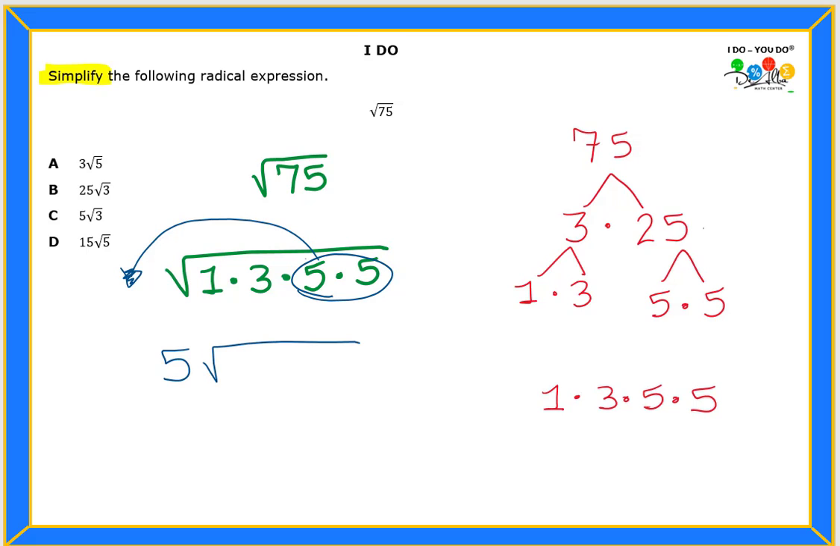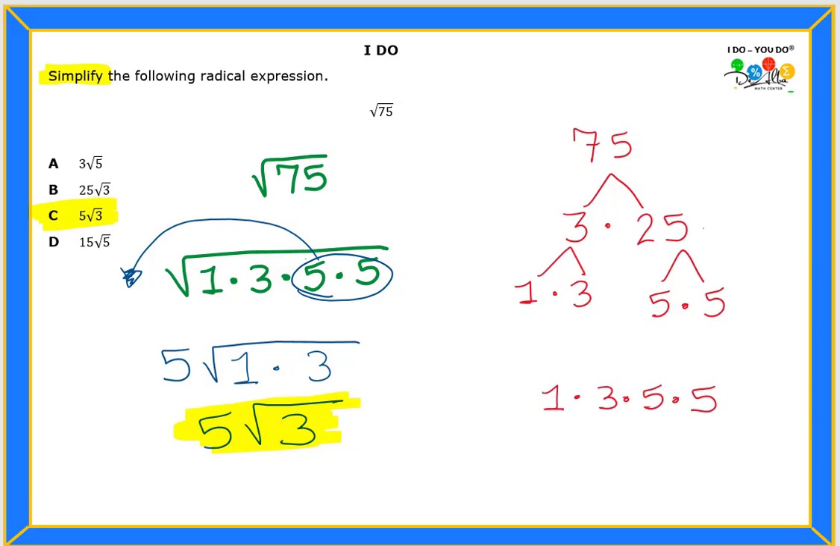And inside the radical, it will be whatever I did not circle, which is 1 times 3. Is that right? So my answer actually will be 5 square root of 3. Because the 1 times 3 is still going to give me a 3, right? And that should be the answer, guys. So take a look at the answer choices. Can you find me the answer for that? Yes, it's letter C, right?